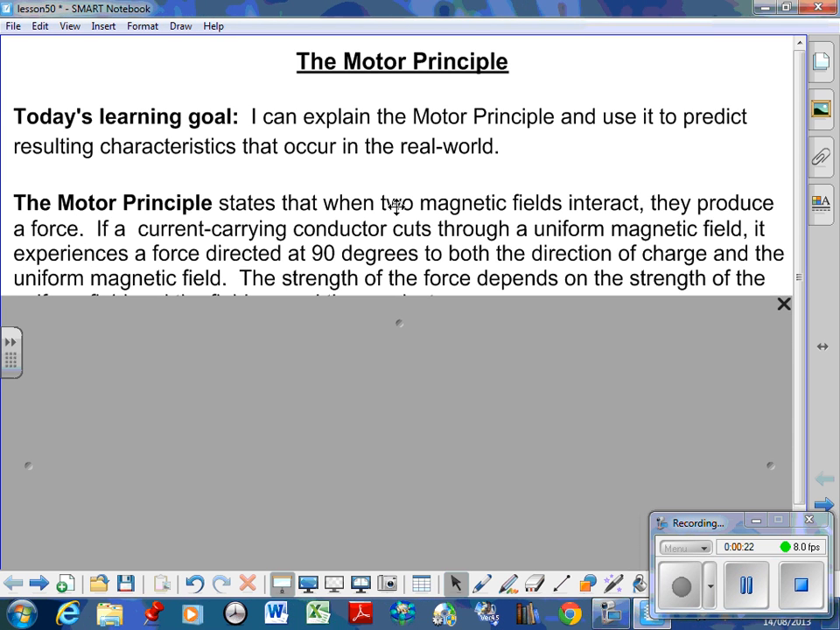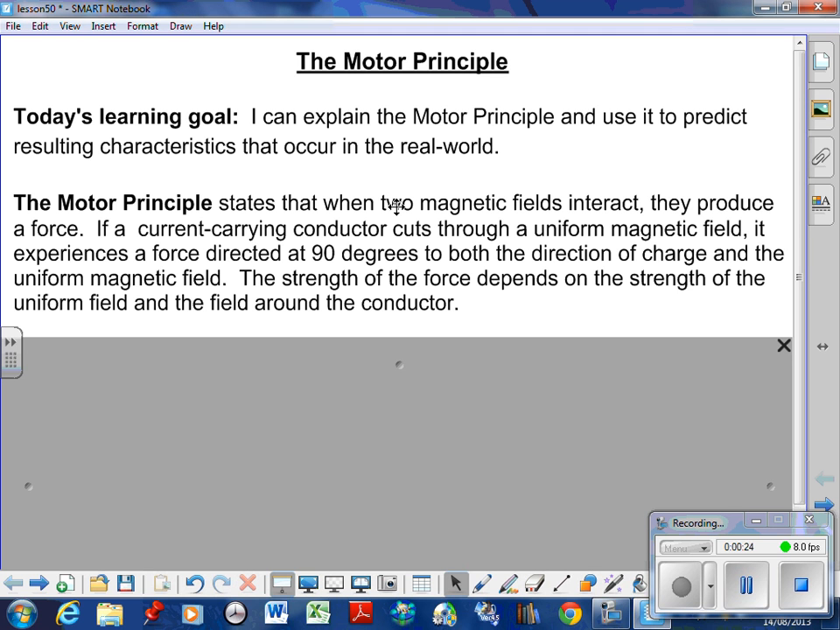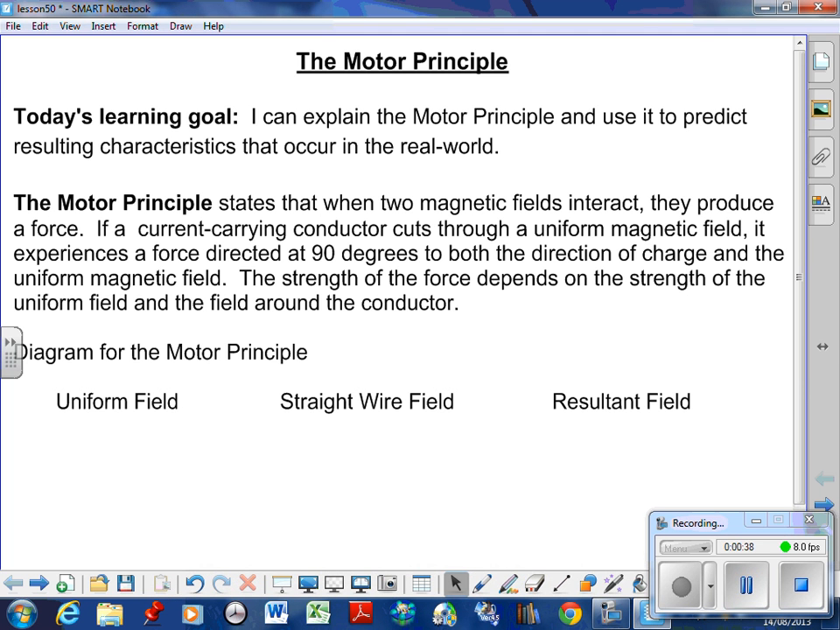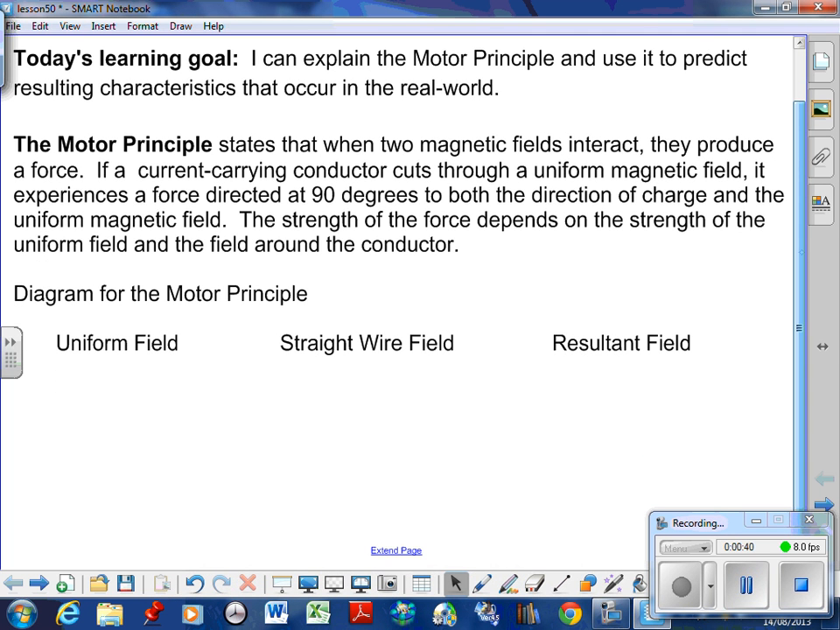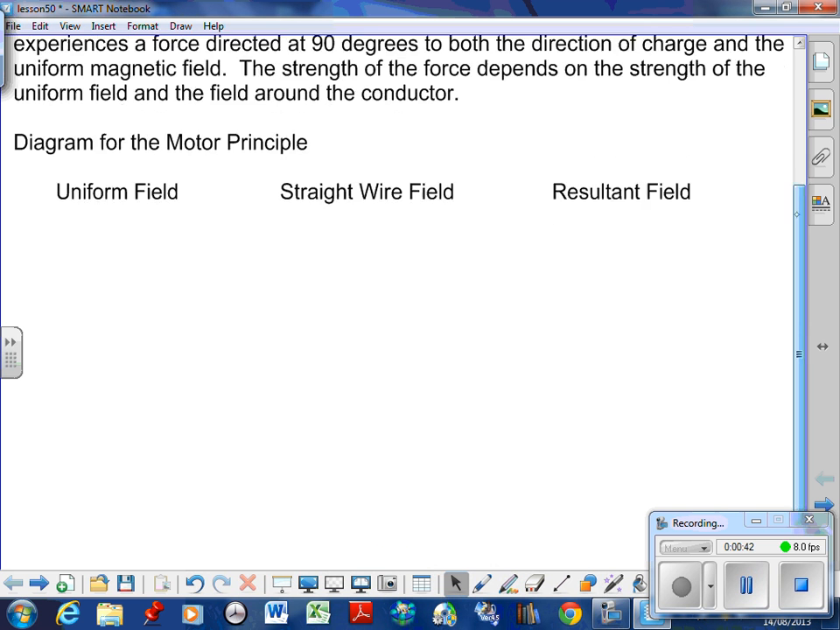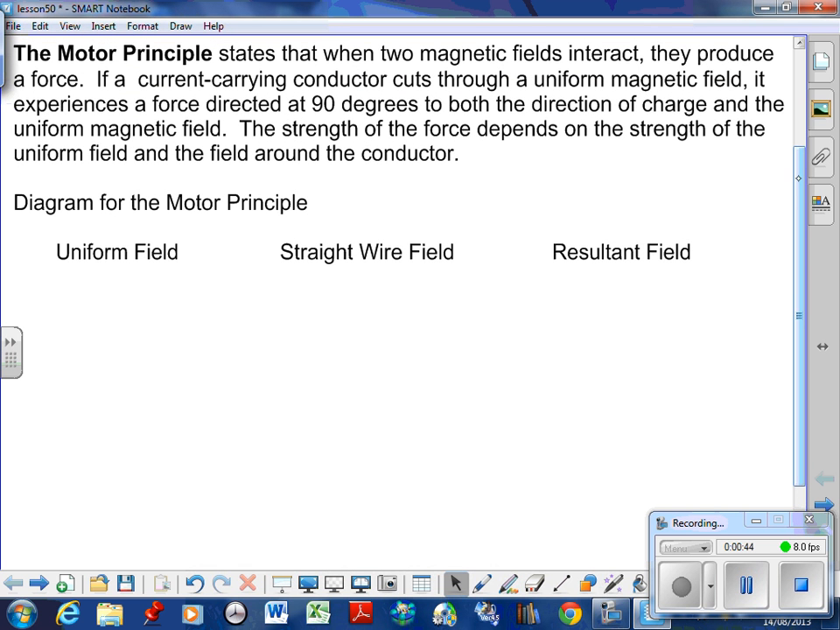So what is the motor principle? Again, something you don't have to regurgitate. So the motor principle states that when two magnetic fields interact, they produce a force. If a current carrying conductor cuts through a uniform magnetic field, how about we do the diagram at the same time as the explanation so you can decode what's going on here. So the motor principle states that when two magnetic fields interact, they produce a force.